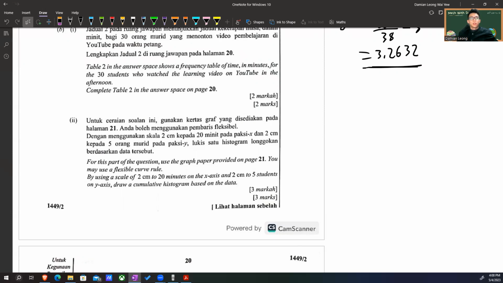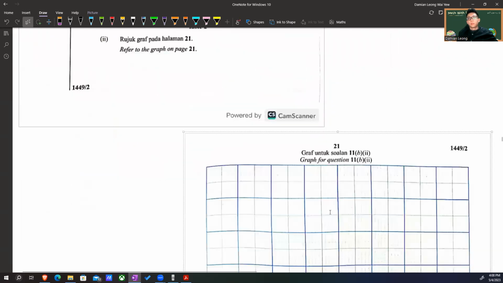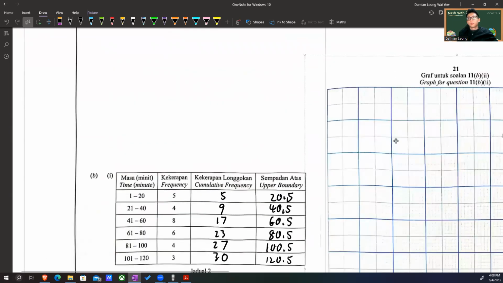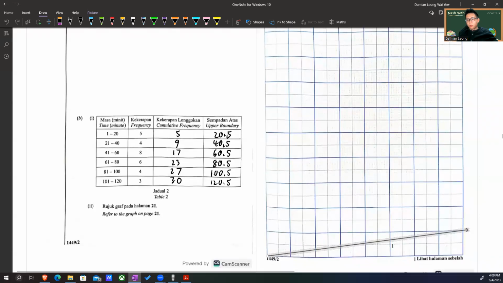Okay, cumulative histogram. The scale is given: 2 cm to 20 minutes on the x-axis, and 2 cm to 5 students on the y-axis. Let me put it here. So basically, draw the graph. It is not very well scanned, so that's why it's a bit crooked here, but don't worry too much about it.